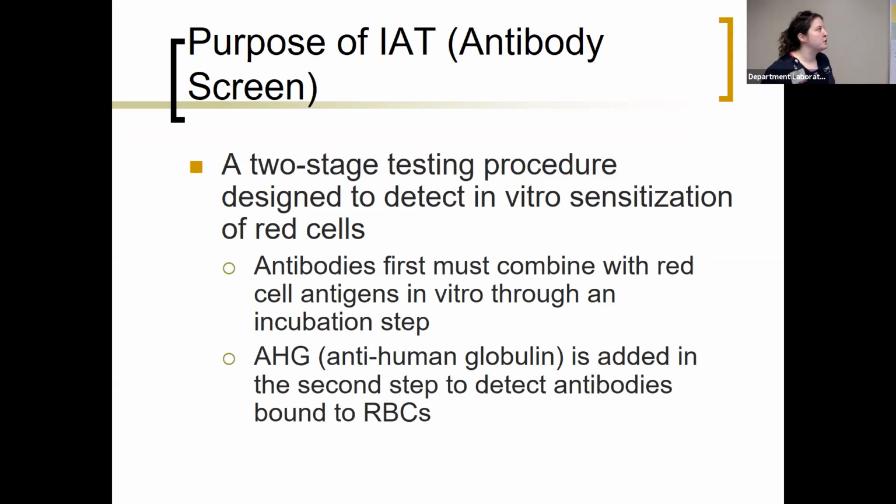Most often when you do your IAT, you'll have 3 steps. You'll have your initial spin test, and then you're going to incubate at 37 degrees, probably for about 15 to 30 minutes, depending on if you've added any enhancement media. Then you will read for agglutination after 37 degrees. Then you're going to wash 4 times, and then add AHG. Spin and read for agglutination, both macroscopically and microscopically. Remember, anytime you add AHG, you have to check it under the microscope as well.